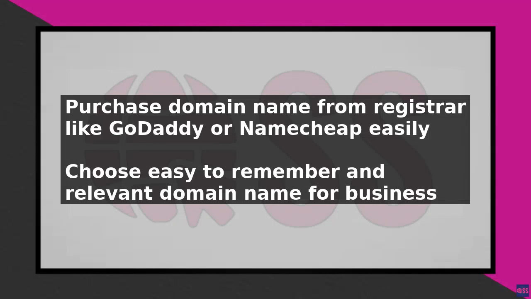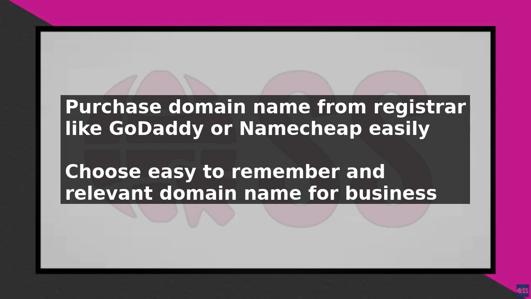To add a custom domain to Shopify, you first need to purchase a domain name from a registrar such as GoDaddy or Namecheap. Choose a domain name that is easy to remember and relevant to your business. Once you have purchased your domain, log into your Shopify admin panel and go to the online store section.